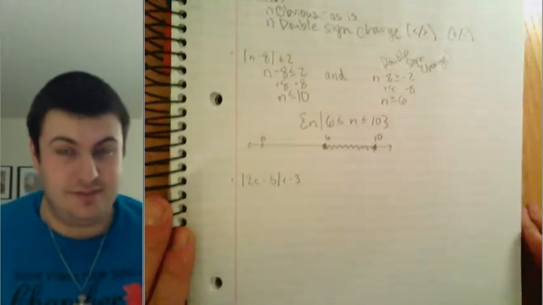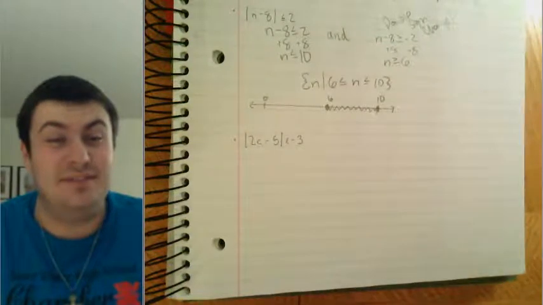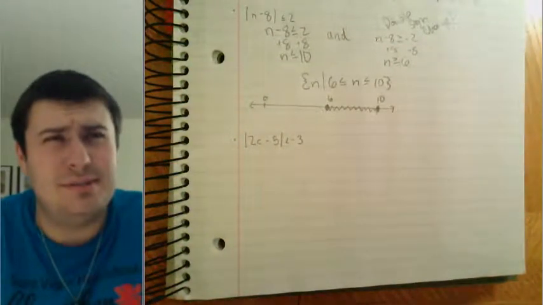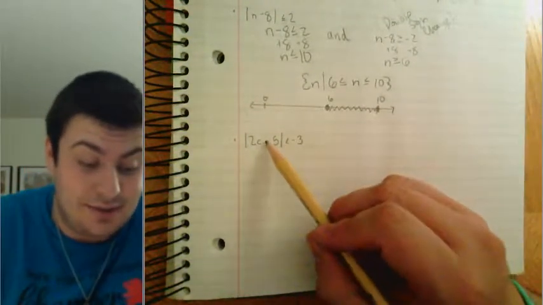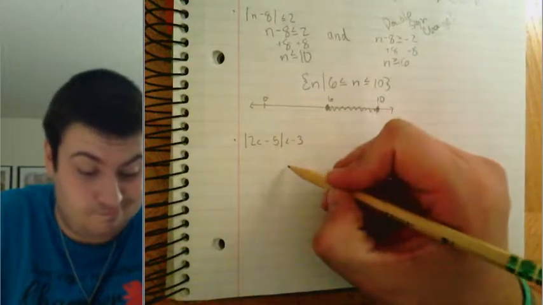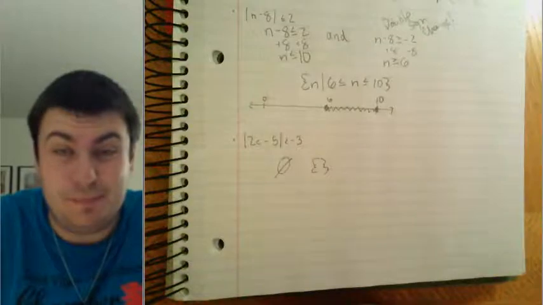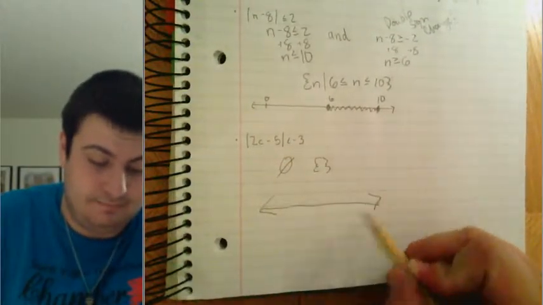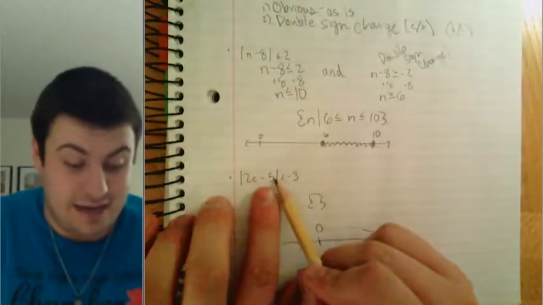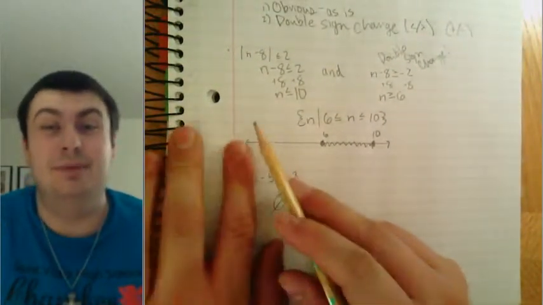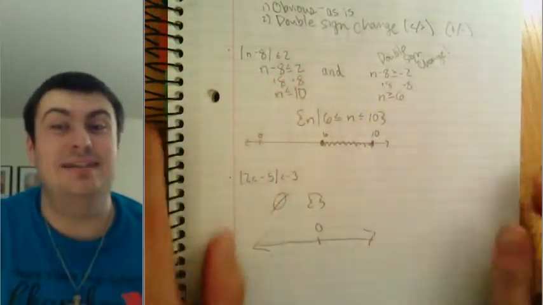Now, let's look. If we have the absolute value of 2c minus 5 is less than negative 3, think about it. What does an absolute value yield? An absolute value always yields a positive. So can we have a positive less than a negative? No solution. We'd have a number line that's blank. So if an absolute value is less than a negative, we're going to have no solution. But most times, with absolute value less than, we have a hidden and statement.